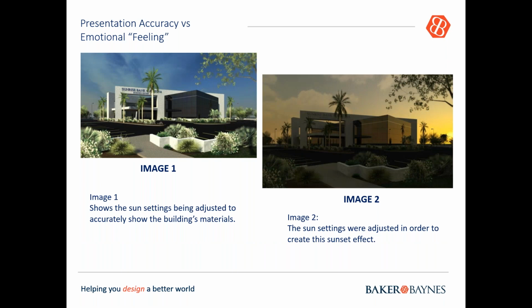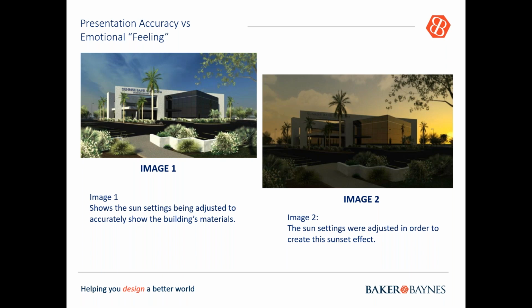When you're looking at this particular image, as I just mentioned, preparing an accurate rendering to convey to your client means choosing the view, setting up the image, and adjusting materials. Those things are extremely important. But there are also times when you want to capture more of an emotional feel in a drawing, right? In this drawing, image 1 shows the sun settings being adjusted to accurately show the building, whereas image 2 shows the sun setting adjusted in order to create a sunset effect.